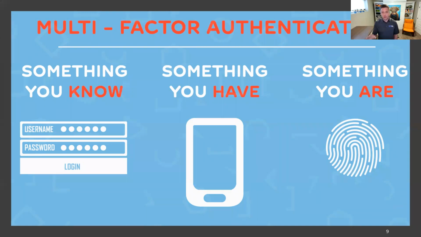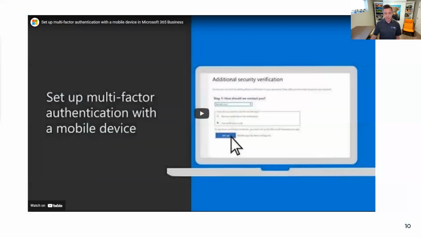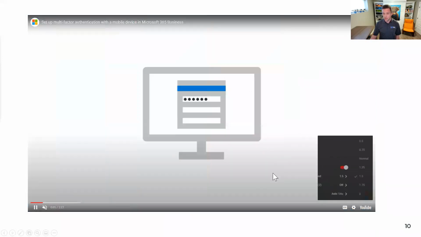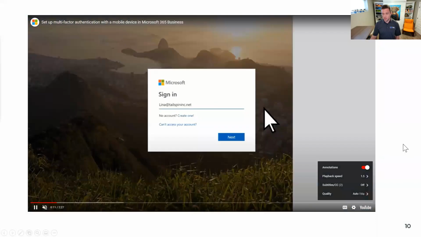I'm going to play a quick little video. It's from Microsoft. It's about 2 minutes. I'm going to play it at about 1.5 speed, about how to set up multi-factor authentication, because it gives us a good overview into what the process actually looks like. And even though it's for Office 365, it's similar.